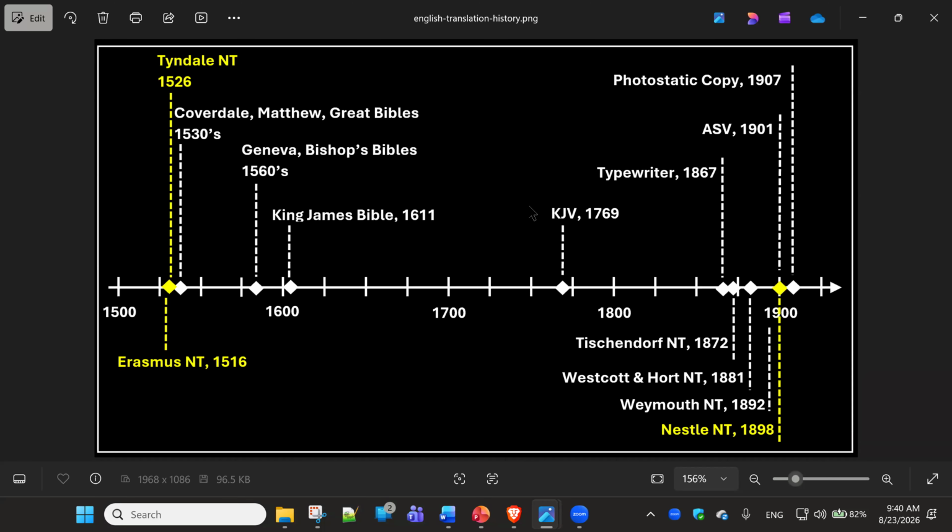Or the scribe, the copy, you're in a scriptorium where you have a bunch of scribes, and you have a master in the front of the room who's reading the text.